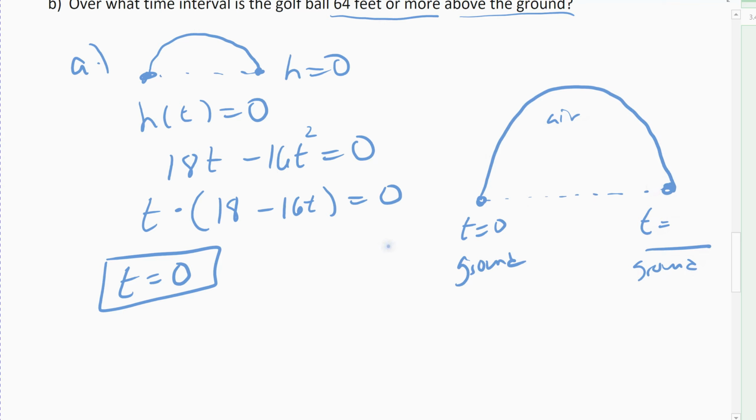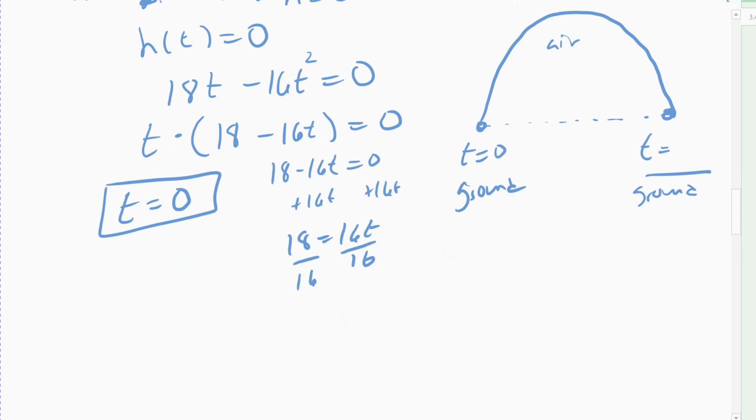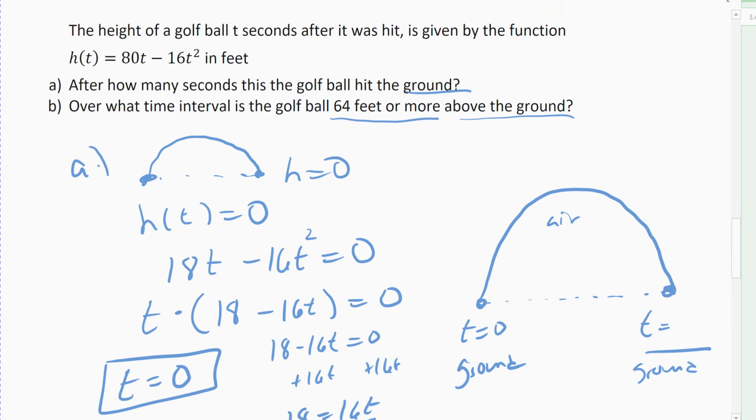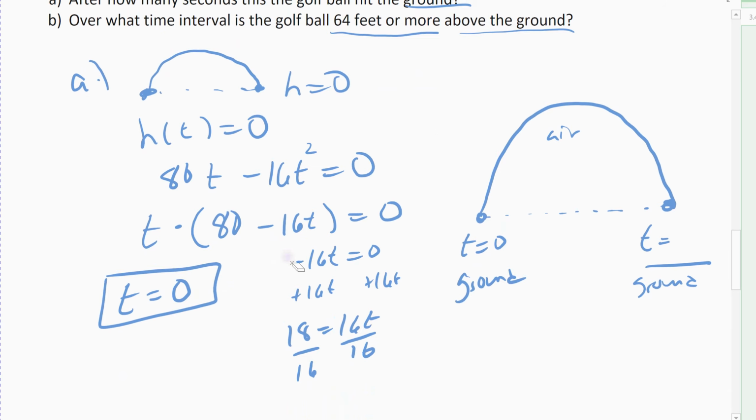Well, I've solved the second one: 80 minus 16t equals 0. I think I switched to 18. This should have been 80. Sorry, guys. 80t. For some reason, I wrote that down as 18. So wherever I had an 18, change it to 80. 80t, 80 minus 16t.